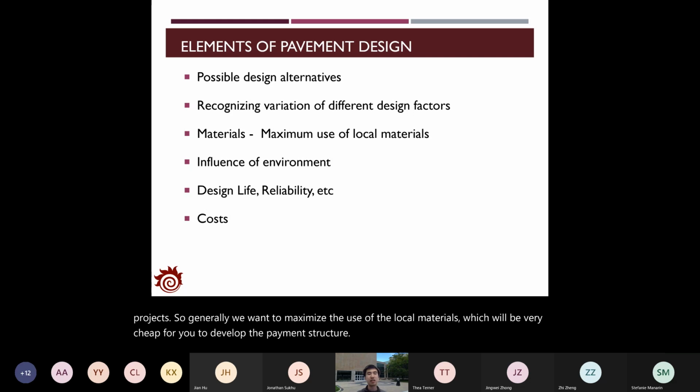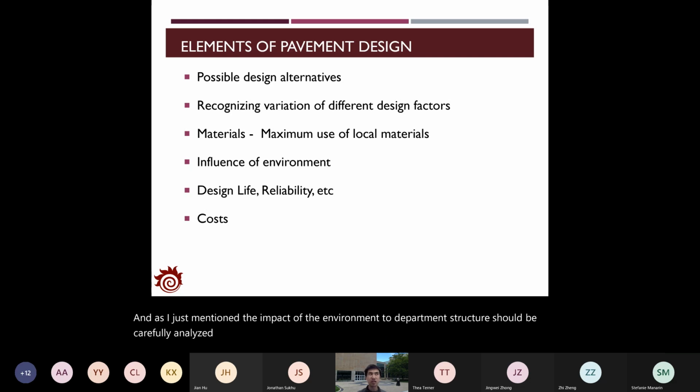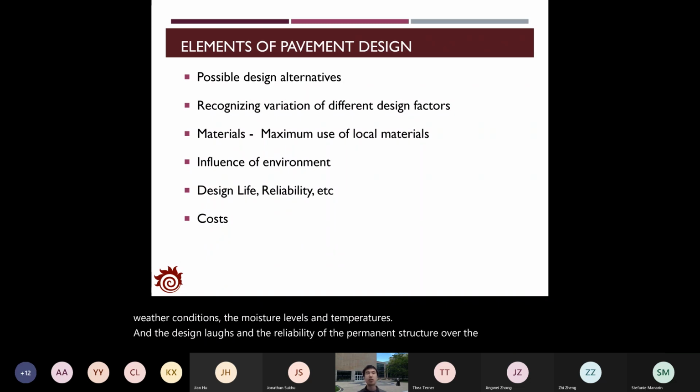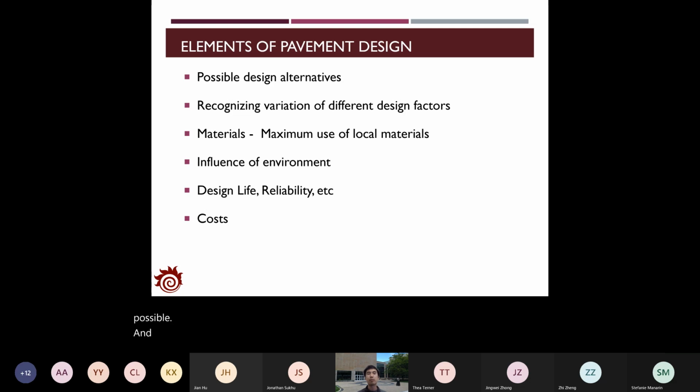And as I just mentioned, the impact of the environment on the pavement structure should be carefully analyzed, including the different seasonal impact on the material properties, the weather conditions, the moisture levels and temperatures. And the design life and the reliability of the pavement structure over the design life should also be considered. We want to make sure that the pavement structure can last as long as possible. And finally, the cost or the budget of the project is a key limitation for you to conduct the pavement design.